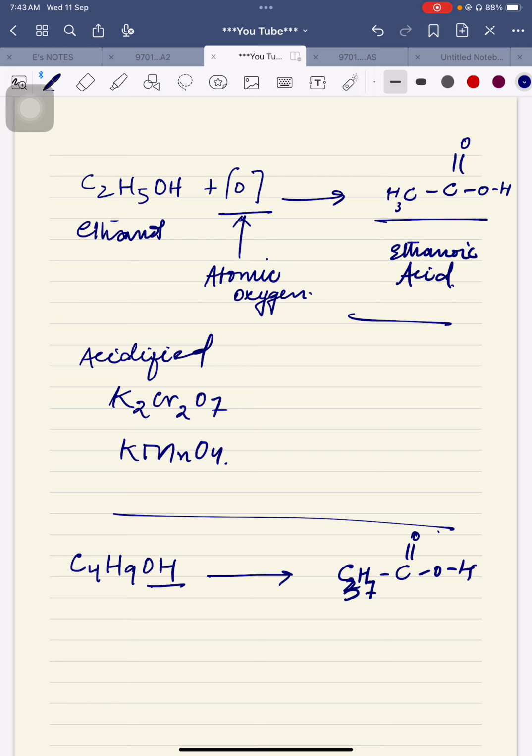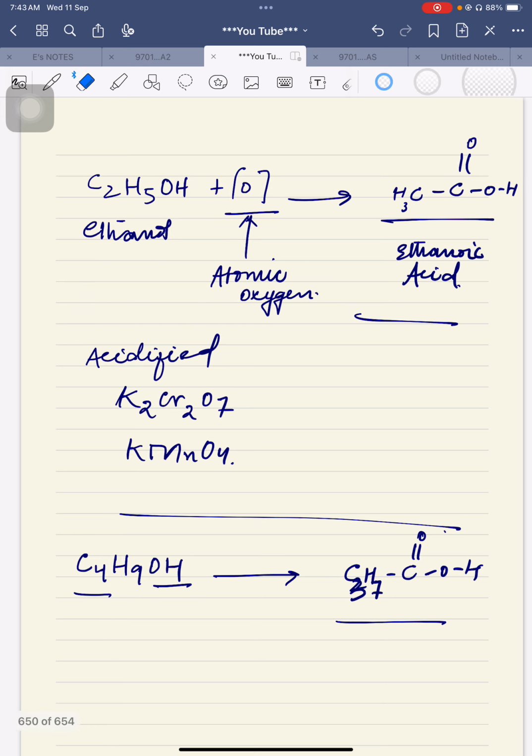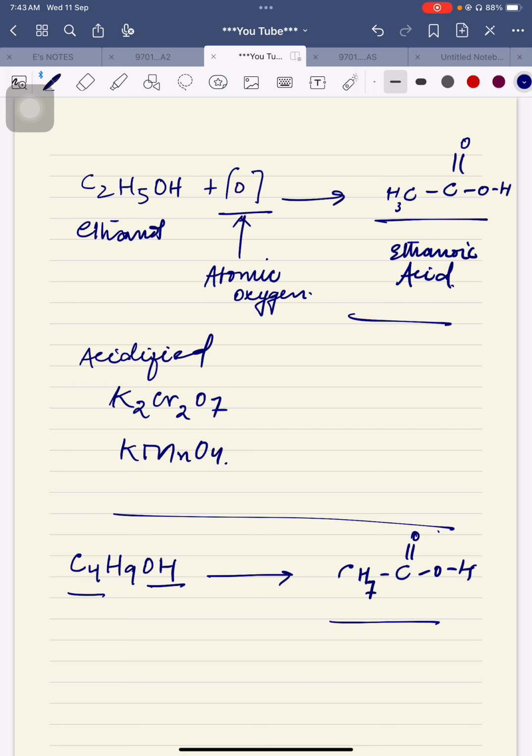You can see that there are four carbon atoms in butanol, and four carbons in butanoic acid. So these are the four carbons. I would like to erase it so that I may write it more clearly and you people may have no problem. Look here. These are the four carbon atoms, and this is the fourth. So it means that a two carbon atom alcohol is going to make a two carbon atom carboxylic acid, and a three carbon atom alcohol is going to make a three carbon atom carboxylic acid. So this is the basic concept about the oxidation of alcohols.